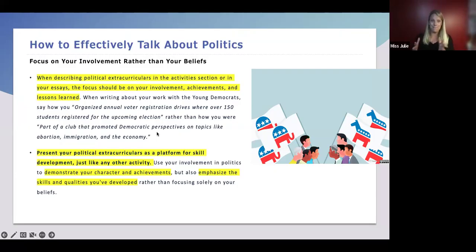Instead of focusing on that political part, again, focus on your involvement, your achievement, right? The lessons that you learned, even when doing your activities section as well. Present your political extracurriculars as a platform for skill development, just like any other activity. So use your involvement in politics to demonstrate your character and achievements, but also emphasize the skills and qualities you've developed. So again, think about you.